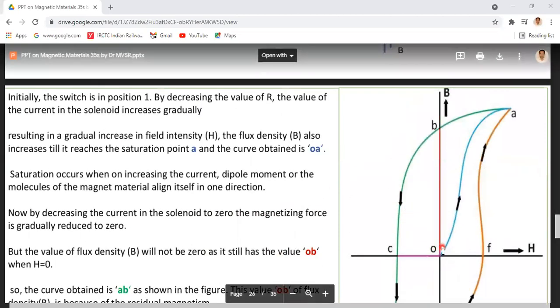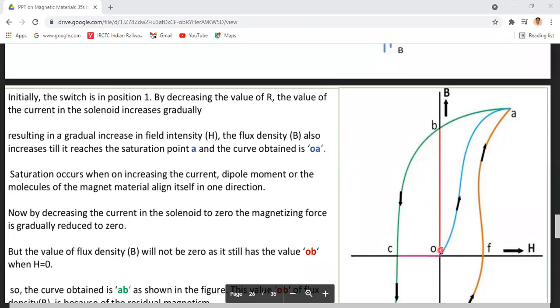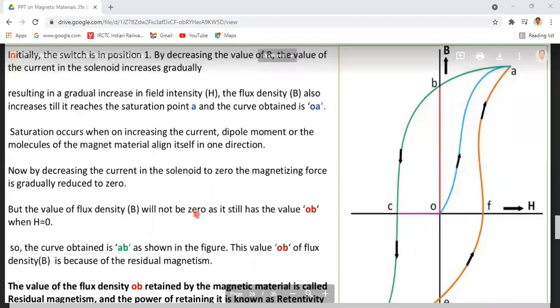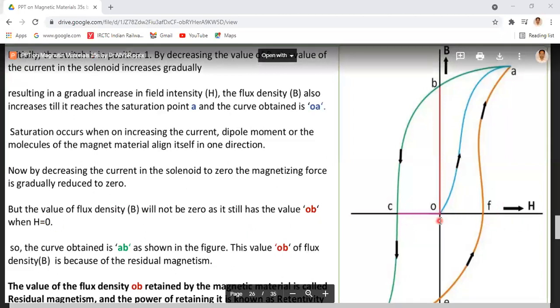The value of flux density B will not be zero, as it still has the value OB. When the magnetizing force is reduced from the maximum value to zero, at H equal to zero, B is not equal to zero. The magnetic induction OB is existing within the material. So this OB is called residual magnetism.